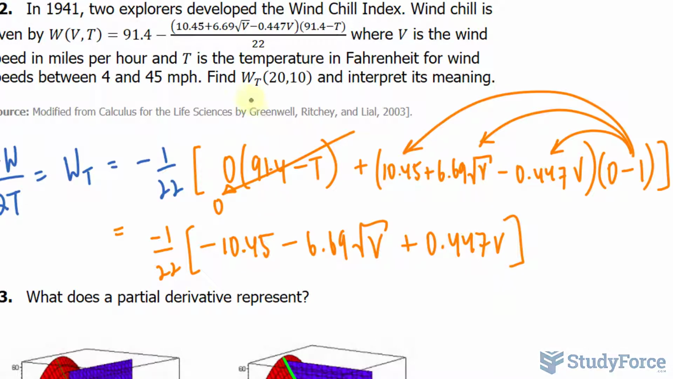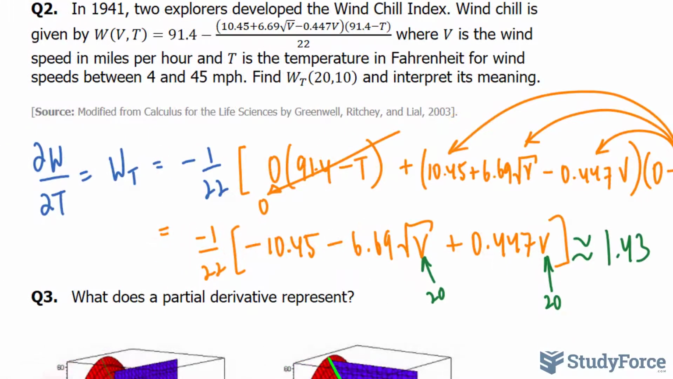The question asks us to find out what w sub t is at 20 and 10. Remember, 20 represents v, so I'll replace v with 20 in here. I don't have to worry about 10 because there's no t anymore. And if you substitute these values into your calculator and evaluate this, you should end up with a value close to 1.43. This is the rate of change of the wind chill with respect to the temperature when the wind speed is 20 miles per hour and the temperature is 10 degrees Fahrenheit. Let's move on to question number 3.